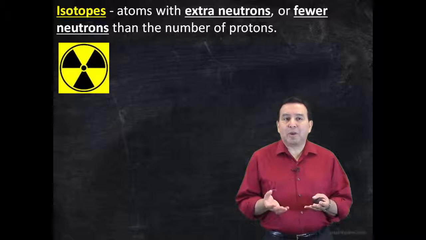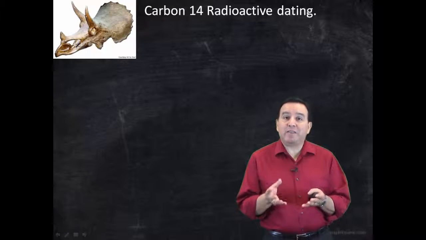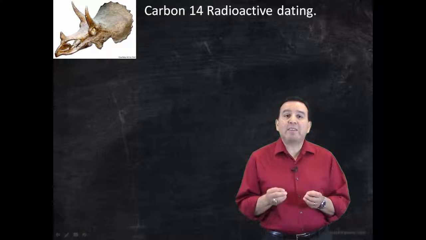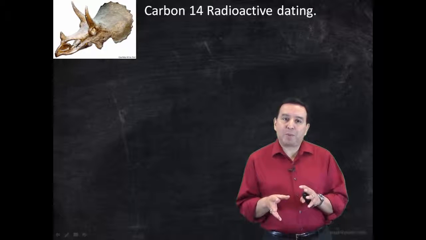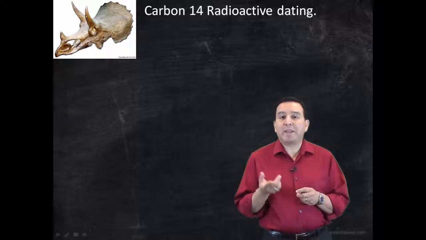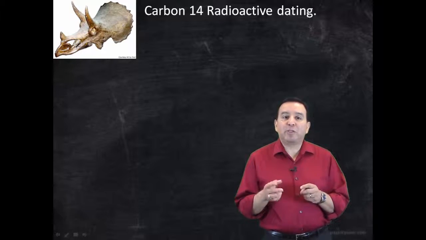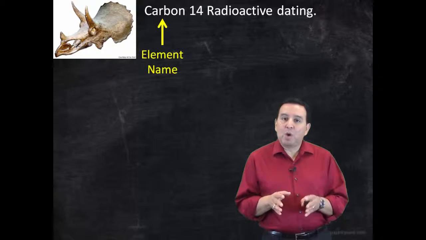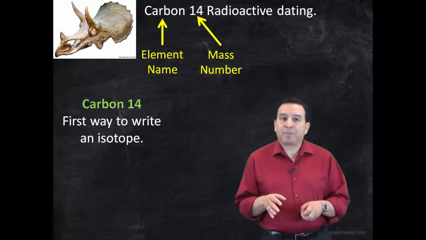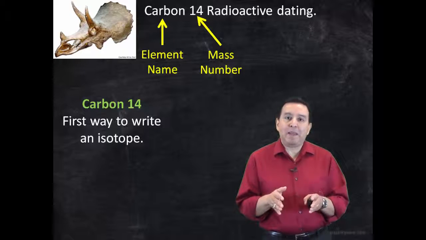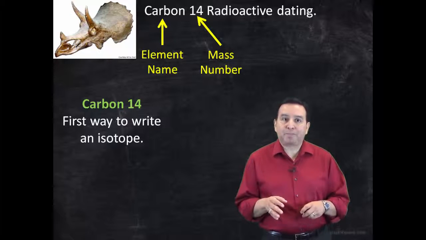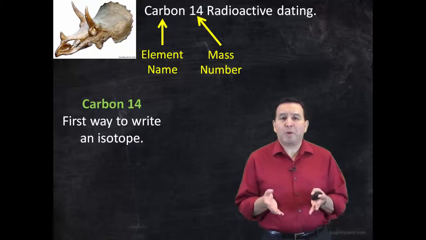Radioactive dating of things like dinosaur bones is done by measuring the amount of carbon-14 left in the bone. One way to write an element's isotope form is to write the name of the element with the mass number after it. So if you have carbon-14, you have the name of the element and the mass number after it. So let's look at carbon-14.